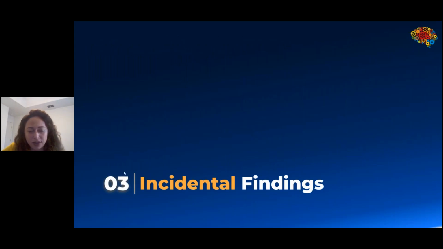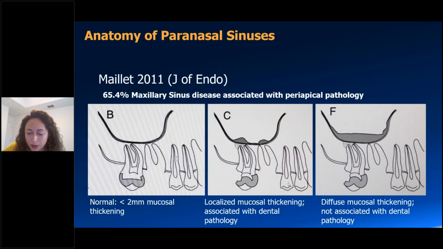I just have a few slides on incidental findings, and then we'll get to the questions. I added this today because we get this question a lot: how do I recognize what kind of changes in the sinuses I see, especially since it's one of the most common anatomical structures that we see in small to medium field of view scans.